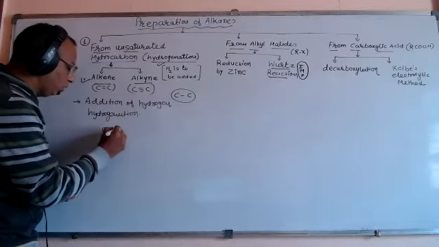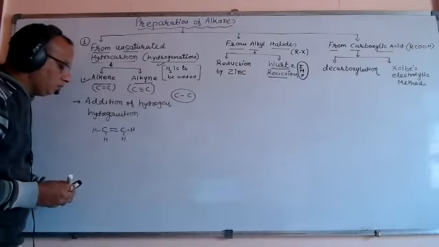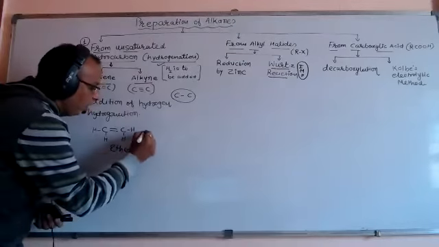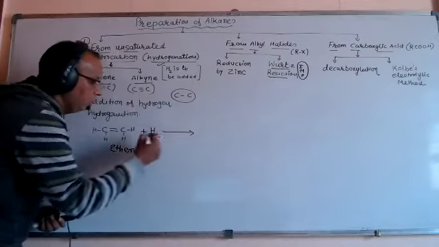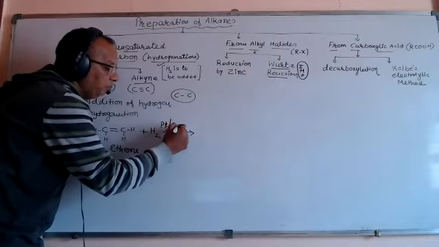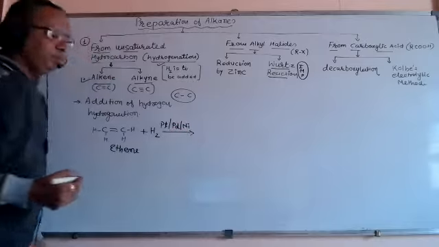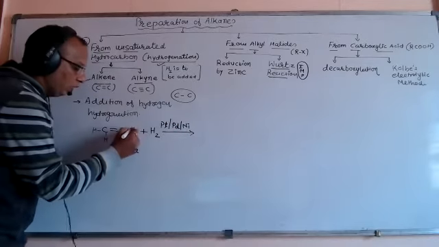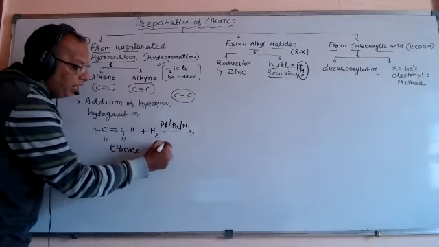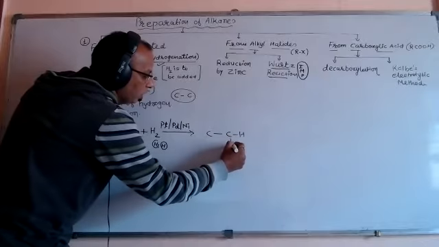How does it take place? Look here. This is, friends, the very simple first member of alkene. This is called ethene. When we add a hydrogen molecule into ethene, we need either metal Pt, platinum, or palladium, or nickel. Any one out of these three can be used as a catalyst. These two hydrogen atoms are added to each carbon, and the double bond will break down into single.